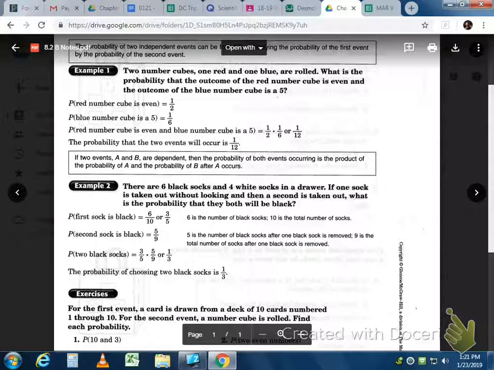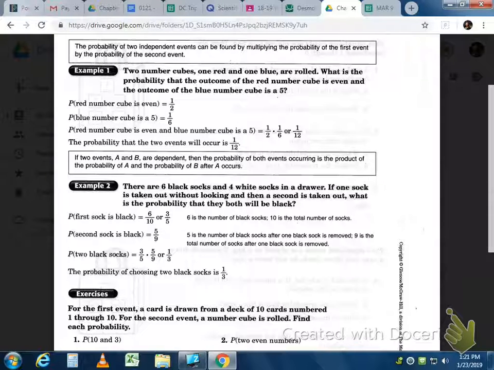Dependent events. So the example is there are 6 black socks, 4 white socks in a drawer. If one sock is taken out without looking and the second is taken out, what's the probability you'll draw out 2 black socks? So the first sock being black would be 6 out of 10 because there's 6 black socks out of 10 socks in the drawer. 6 out of 10 or 3/5.